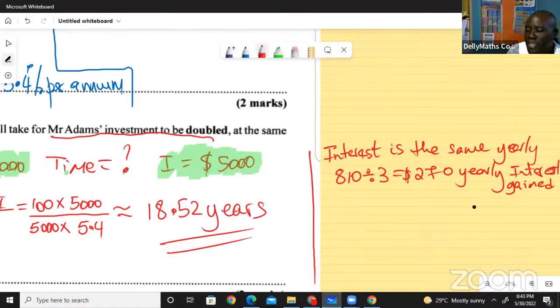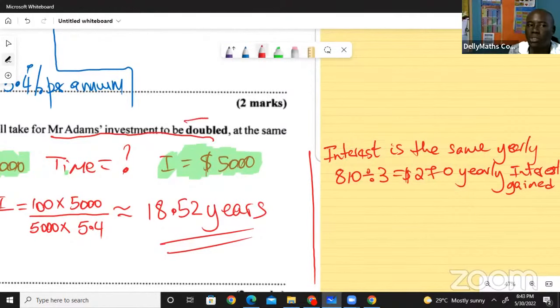So that means in the first year, Mr. Adams will make $270 on his money. In the second year, he's going to make another $270. And in the third year, another. So he's going to make $270 every year, which means I could tell how long it's going to take for the $270 to reach $5,000.